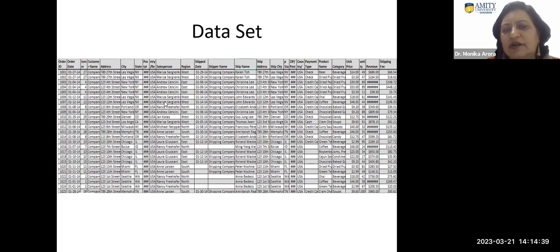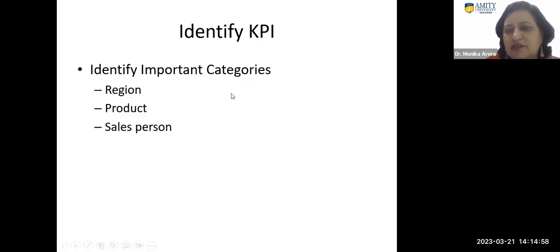Then there is an order date, right? So from the order date I can extract the month, and I can extract different things from this date, because that is the order date. So what will be the first step? Based on the KPIs, I have to identify certain categories and certain measures.